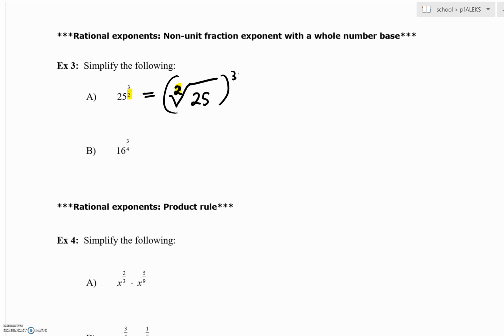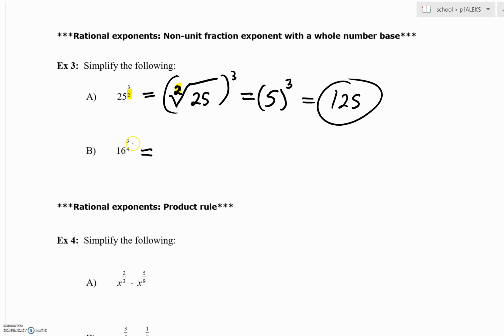But here's the bottom line. What is the square root of 25? 5. It's just 5. And then you'd say, well, then I can raise that up to the third. 5 to the third. You can get help with your calculator, but hopefully you know that 3 5s multiply to 125, right?